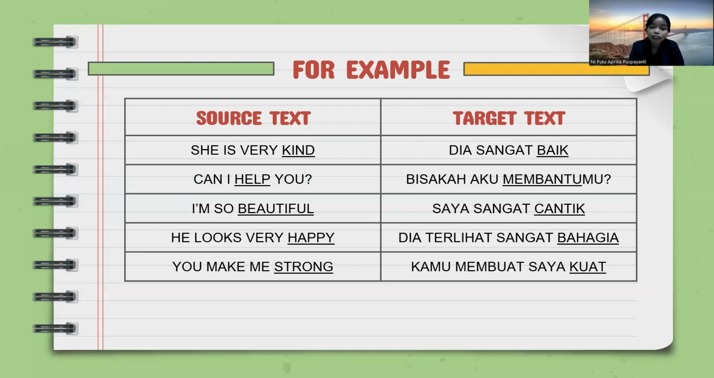And the last one is "you make me strong" as the source text, and the target text is "kamu membuat saya kuat". As you can see on the underline, there are synonyms. There's no change, and I hope you guys understand this because we got it when we learned Indonesian subjects. And next slide, please.